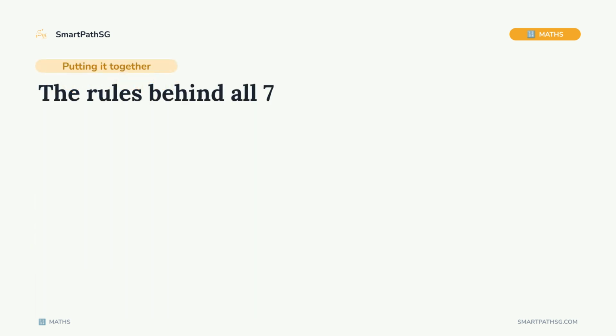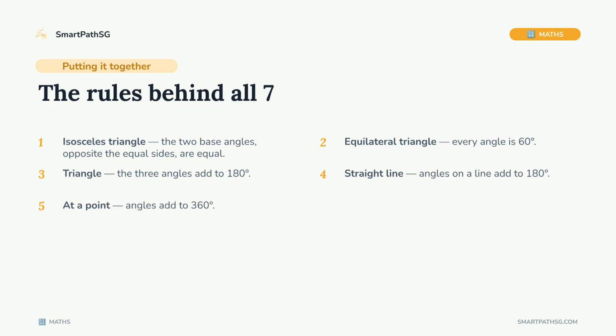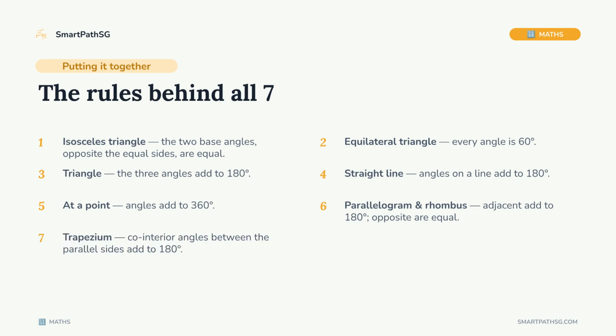Now let's put together the rules behind all 7 questions. Isosceles, base angles equal. Equilateral, every angle is 60 degrees. Angles of a triangle add up to 180. Angles on a line add up to 180. Angles around a point add up to 360. Parallelogram and rhombus, adjacent angles add up to 180. Opposite angles equal. Trapezium, co-interior angles add up to 180. Parallel lines, alternate angles equal.